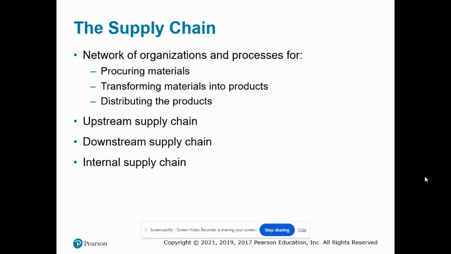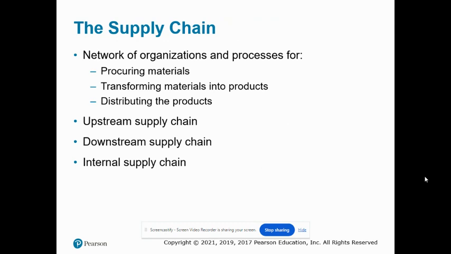Next, we introduce the concept of the supply chain. Supply chain management software is a type of enterprise software for managing complicated supply chains, ultimately moving from point A to point B, that may include thousands of suppliers.